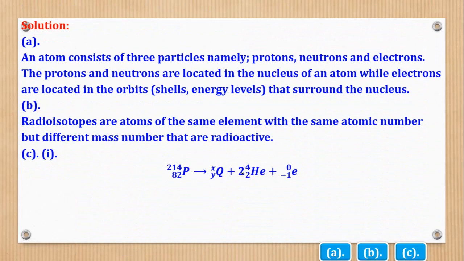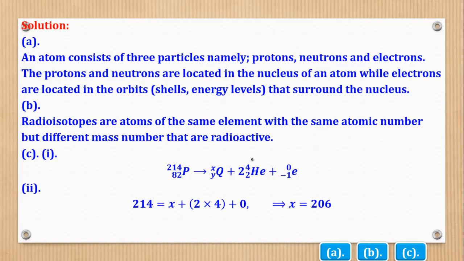So it decays by emission. This is now the new nuclide 2. We don't know the mass number and the atomic number yet. But know that the decay was followed by emission of 2 alpha particles and 1 beta particle.